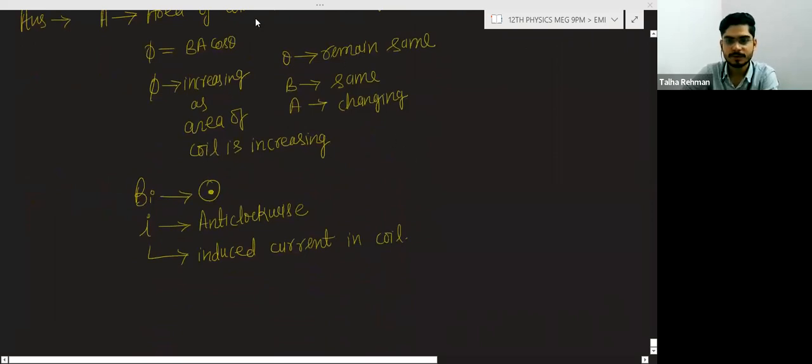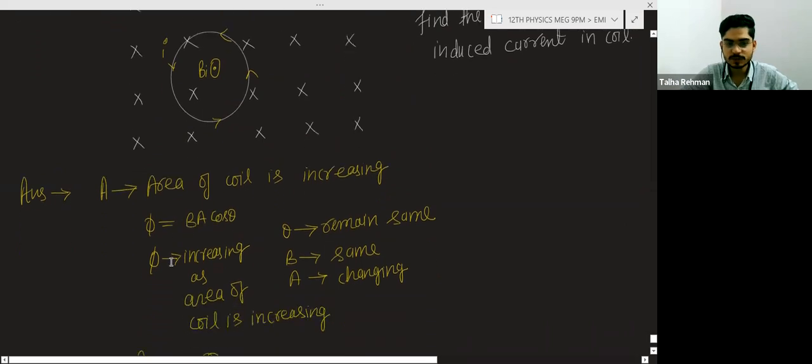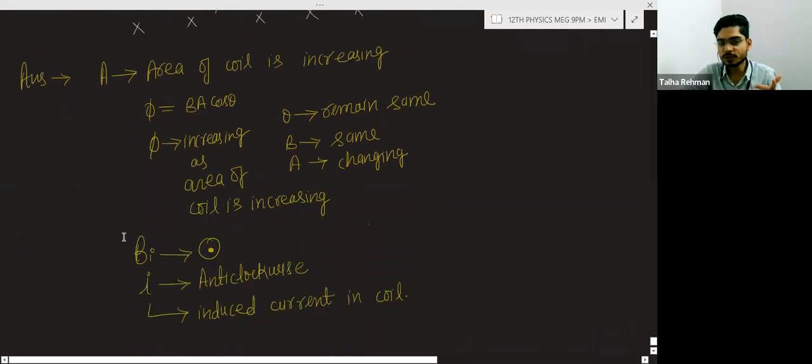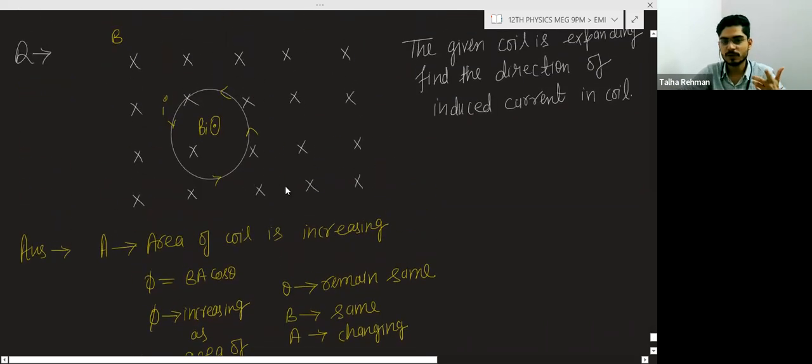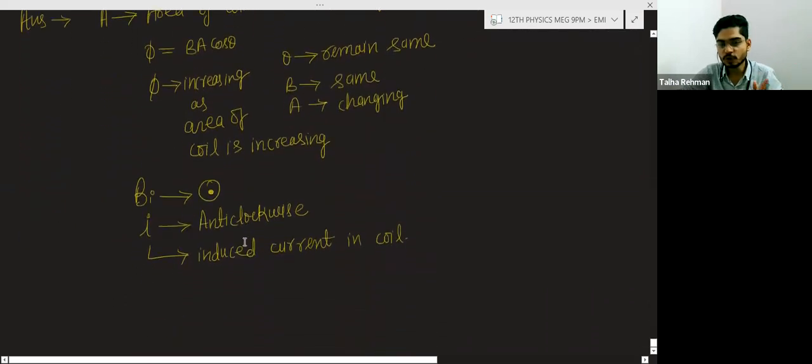Compressing means area is decreasing. So as this A is decreasing, this flux phi will be decreased. Induced magnetic field will be in the same direction as the given magnetic field. When you apply the right hand rule, you will get the clockwise direction like this. Okay.